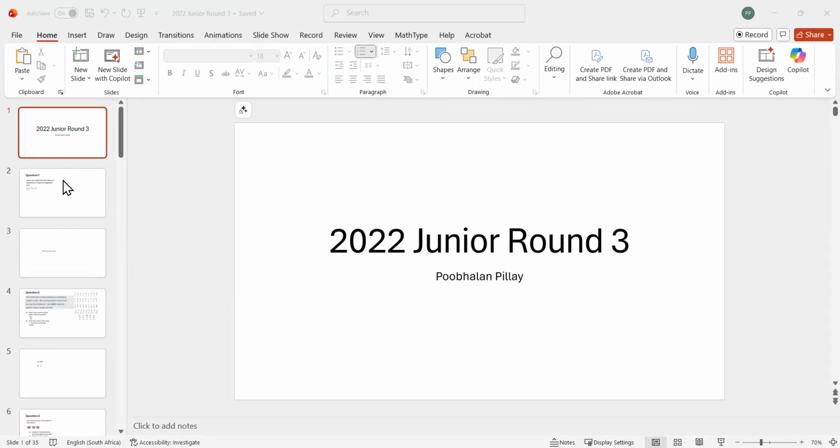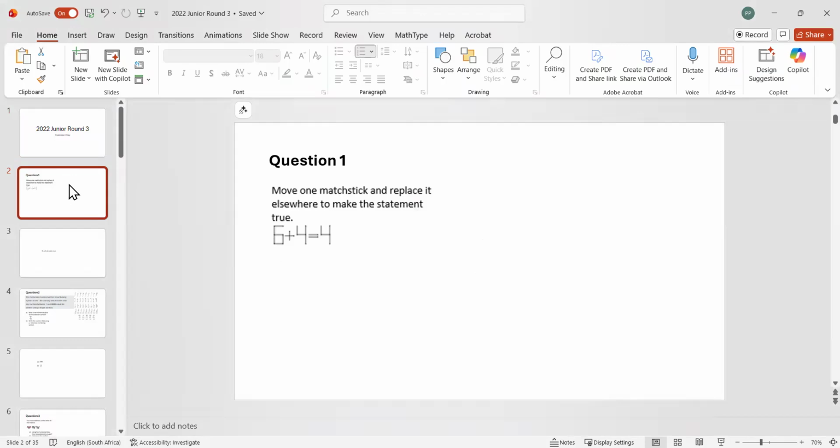So let's go to the very first question. As you can see, this is the 2022 junior round 3. All right. First question is, move one matchstick and replace it elsewhere to make the statements true. This is quite a popular kind of game. Let's see, you want to make this true.